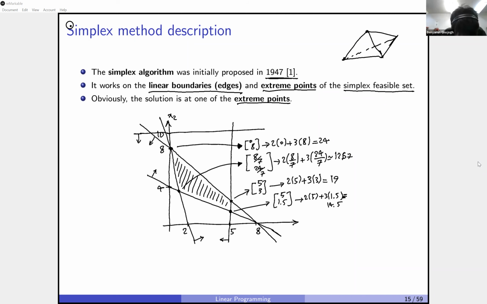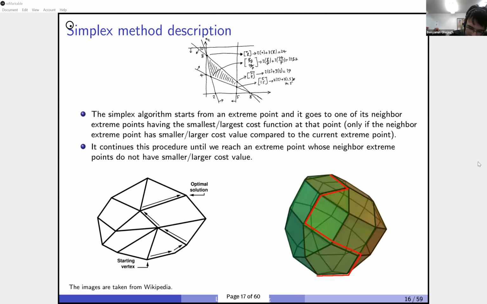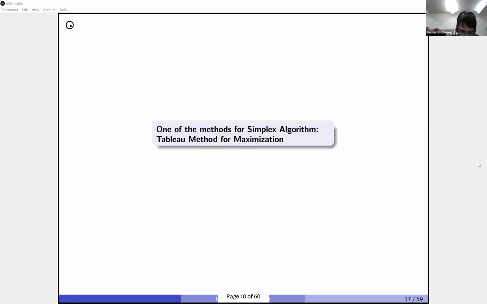Okay. The simplex algorithm starts from an extreme point and then moves from every extreme point to a neighbor extreme point and improves the cost function. Again, we already talked about it. One of the methods for the simplex algorithm is the Tableau method. Tableau method comes from table, right? Because the iterations of the simplex algorithm, which we say is going from one extreme point to another extreme point, can be implemented by tables, and we'll see.